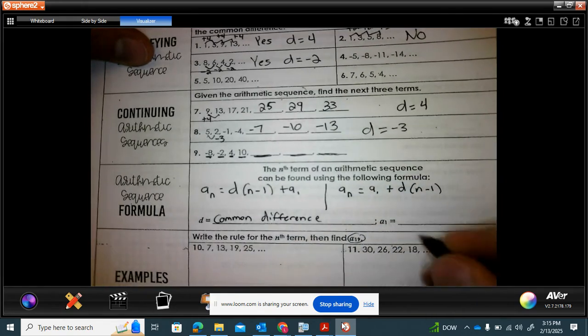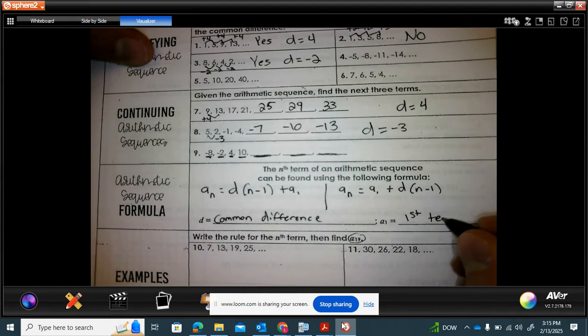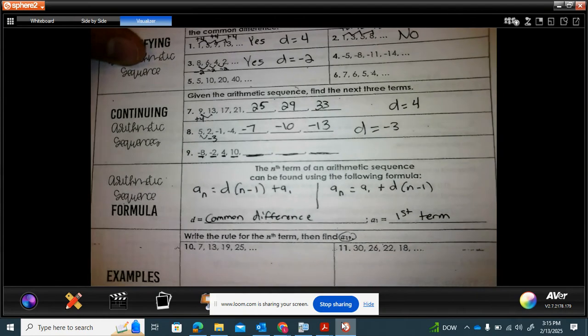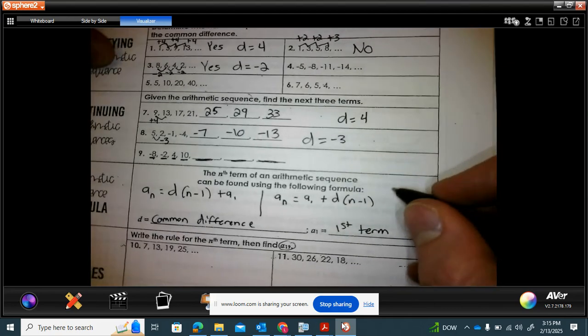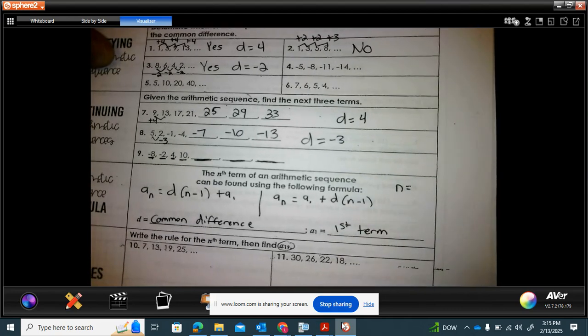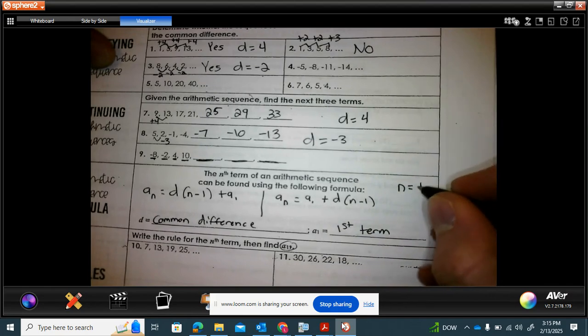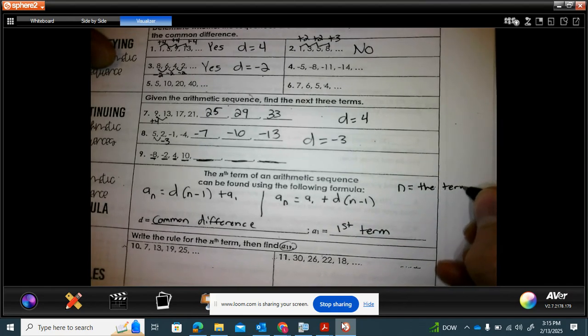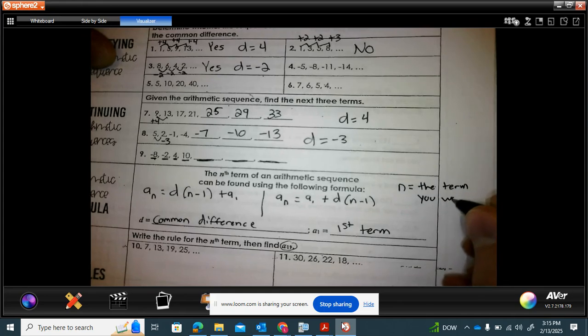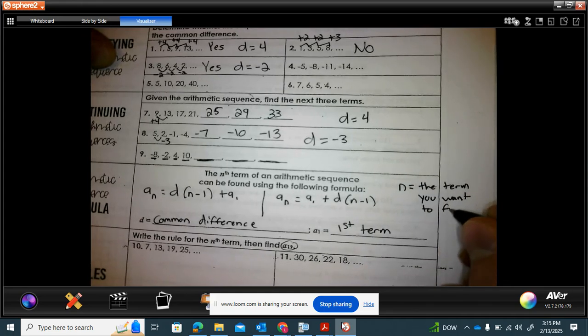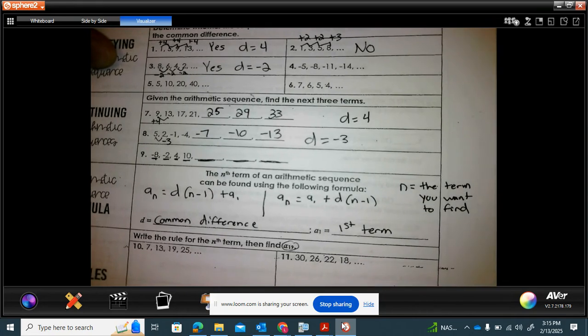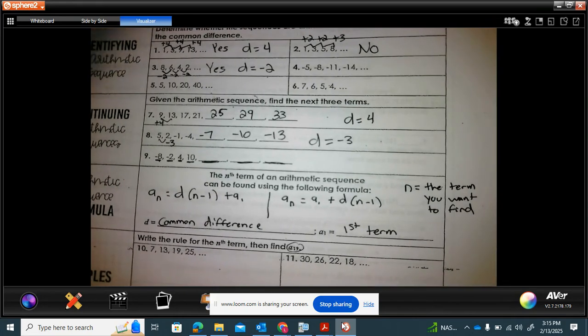And then A_1 is the first term in the sequence. And then we still have to know what n equals. So I'm going to put it over here. n is the term you want to find. So n is equal to the term you want to find. So we know what n is, we know what A_1 is, we know what d is, and again, n is the term you want to find.